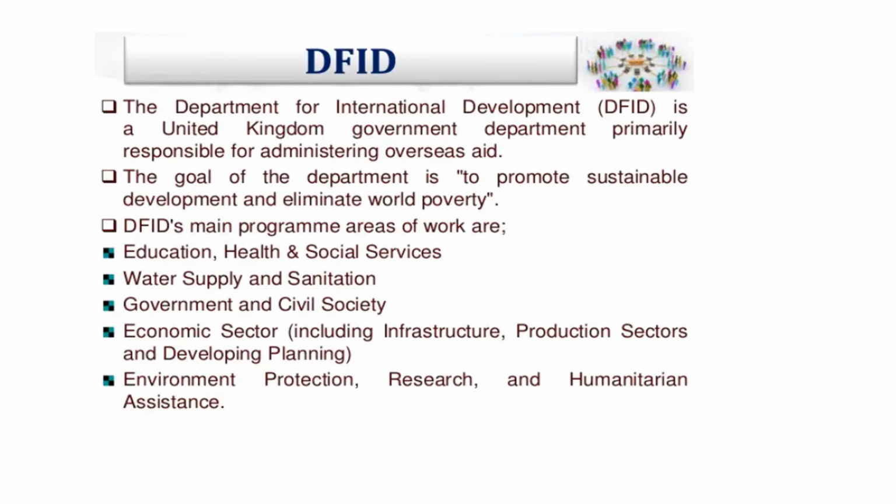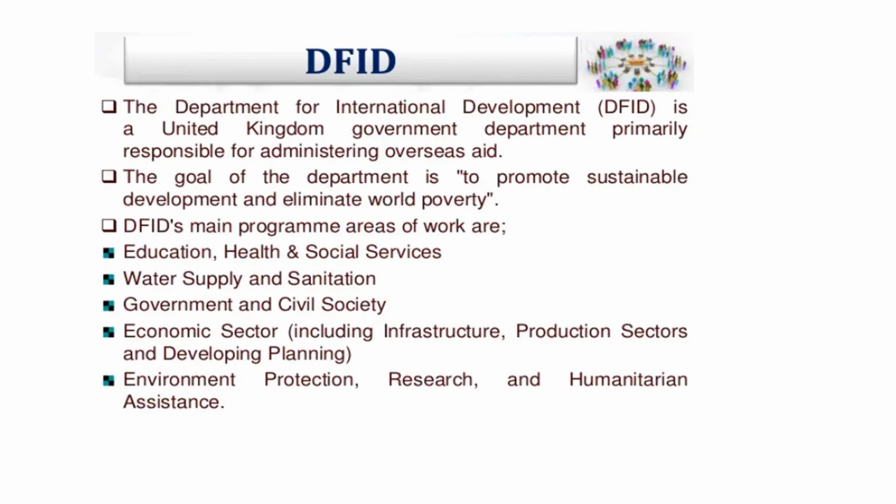So DFID is the Department for International Development. It is a United Kingdom government department primarily responsible for administering overseas aid. The goal of the department is to promote sustainable development and eliminate world poverty. DFID's main program areas of work are education, health, social services, water supply and sanitation, government and civil society, economic sector like infrastructure, production sector and development planning, environment protection, research and humanitarian assistance. So these are all important parts of DFID. It is basically responsible for development, right?